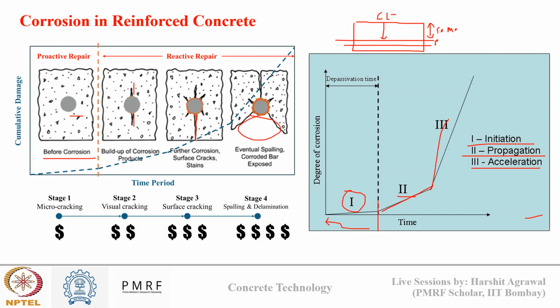Now if we relate this to the repair cost, we can say that the more we delay the action against corrosion, the higher will be the cost incurred to repair the corrosion damage. Initially, at the micro cracking stage, if we can detect corrosion, then the cost incurred will be lower. However, if we try to address corrosion after spalling or delamination, then the repair budget will also be significantly high. So the earlier we are able to detect corrosion, the better it will be to address the issue.